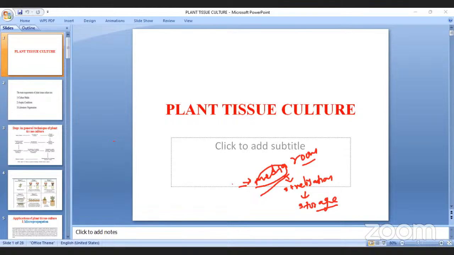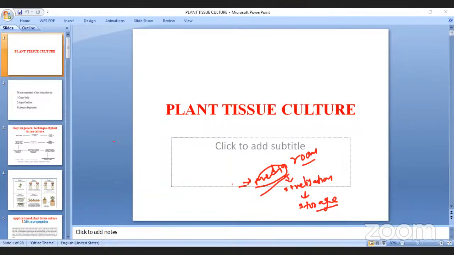The fourth one is the culture rooms or incubators, where the conditions of temperature, humidity, and light can be maintained. They should all be properly working, for observing data and collection of data. These are the most important points for laboratory organization.